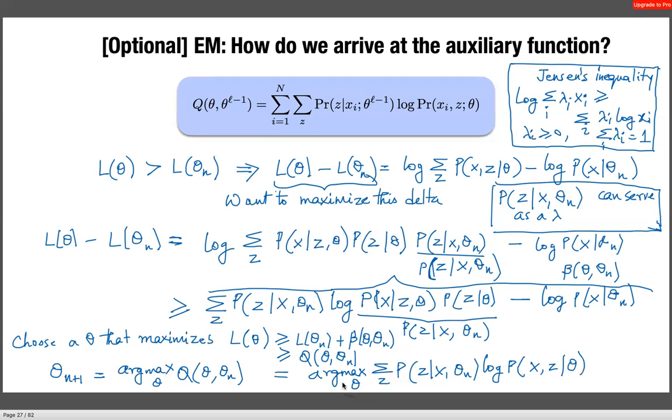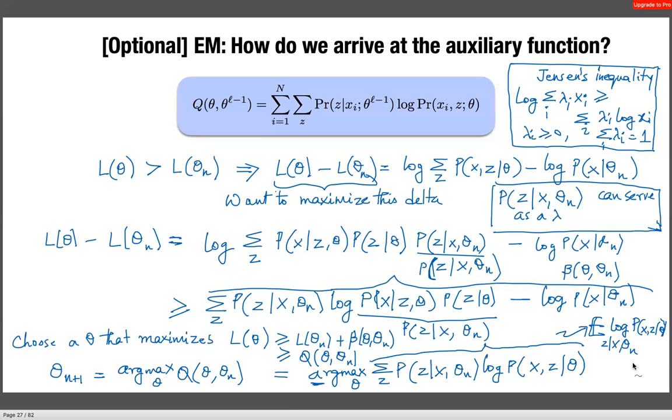That's it. So now this immediately gives you the two-step EM algorithm. The first step is the computation of this quantity, which is an expectation of the log probability of the joint of x and z. So this is the expectation step, and this is the M step, which is finding the theta which maximizes this expectation.